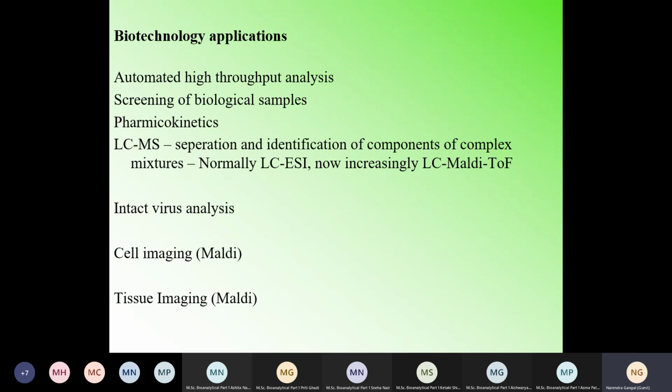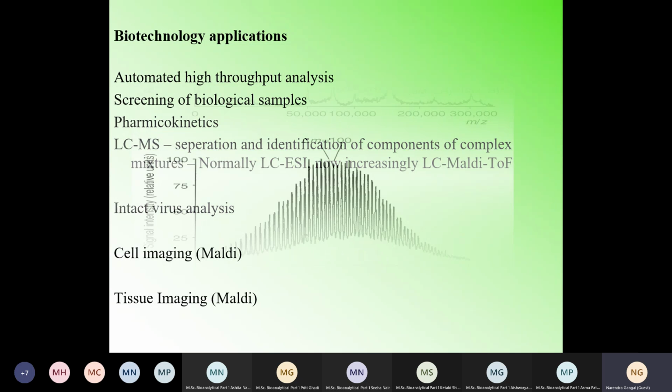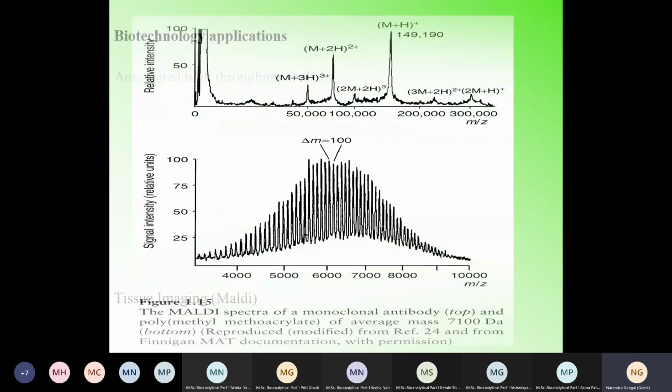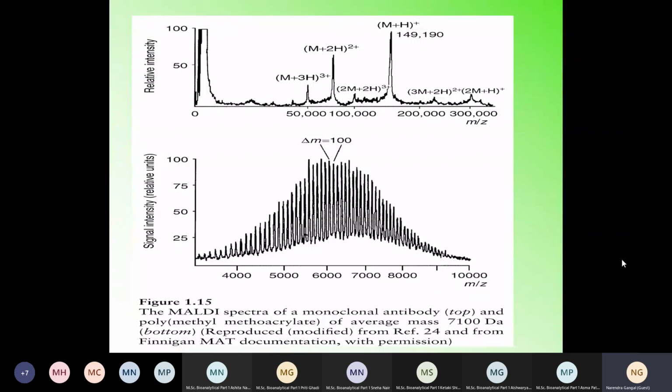Virus analysis, it can be used. MALDI cell imaging, tissue imaging. It's a very advanced technique and used only for those materials which cannot be analyzed by simple techniques. So this is a typical MALDI. You can see the MALDI spectra of a monoclonal antibody.